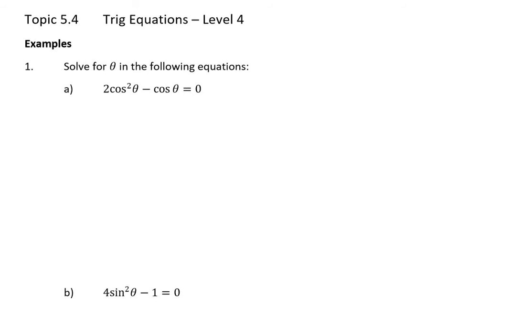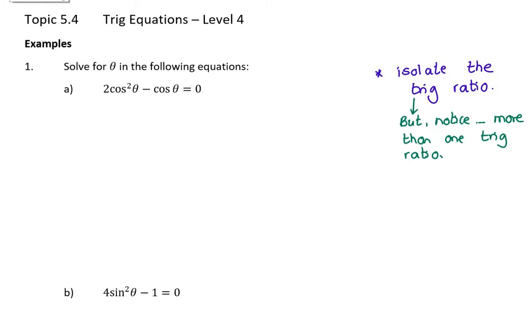Question 1 says solve for theta in the following equations. Now don't forget that our first step so far has been isolate the trig ratio. So the moment I look at this particular question, I see 2 cos squared minus cos theta, and I'm like, how do I isolate the trig ratio if the trig ratio is in multiple positions? Notice that this is different to the previous examples, because in all the previous examples there's been one trig ratio. So I've just written myself a note there that that's the thing I must look for. My first step is always, can I isolate the trig ratio, which so far has worked. But in this example, there's more than one trig ratio.